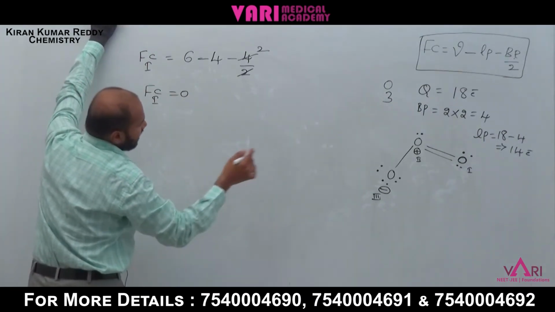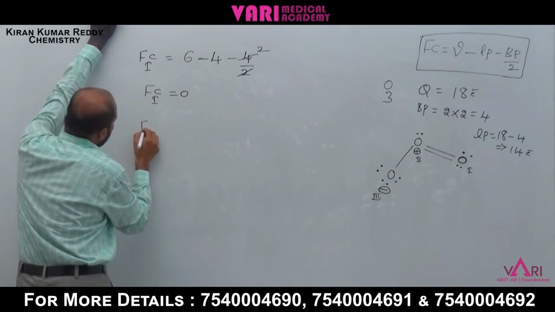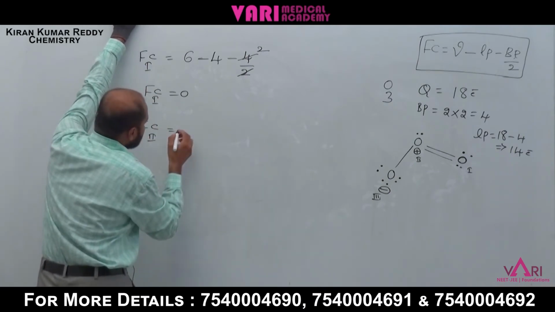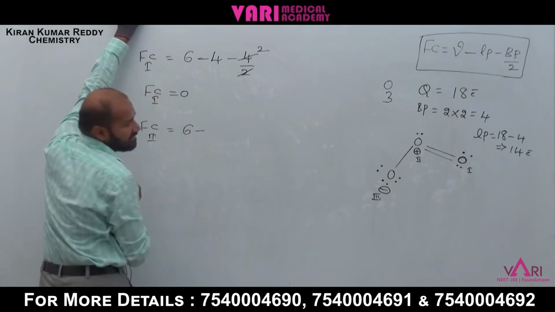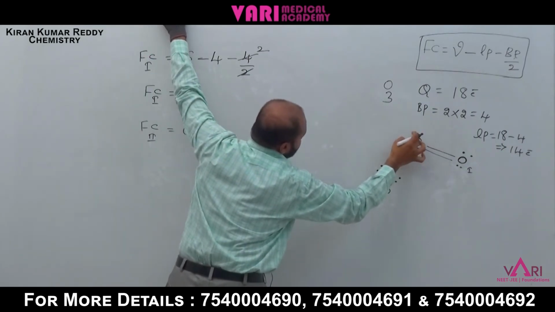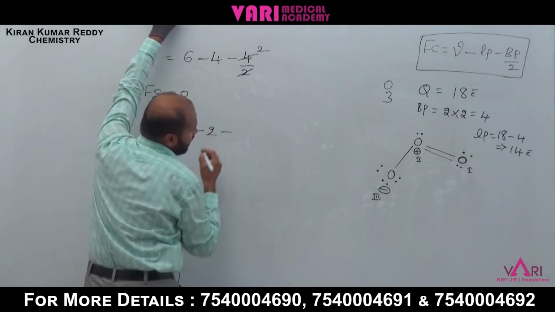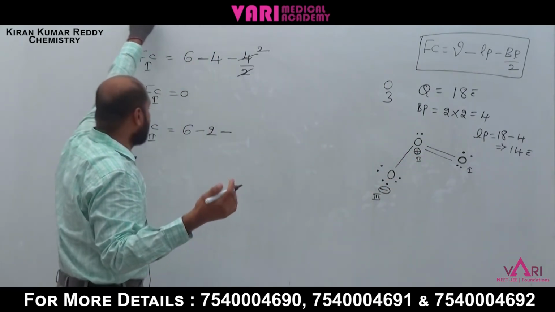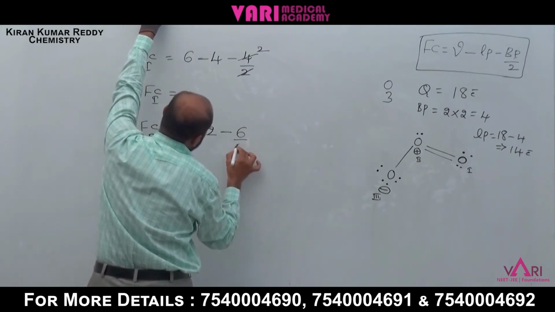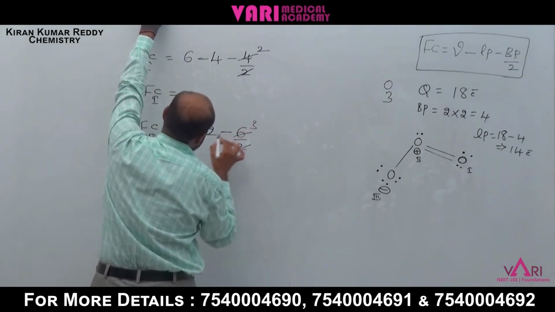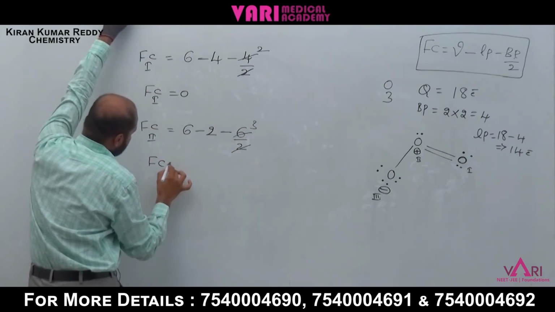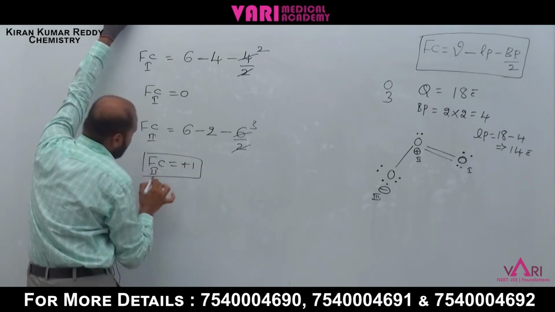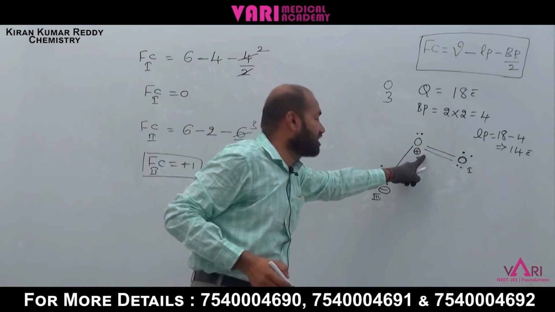Next, I am checking the formal charge of the central oxygen atom. Formal charge of 2 means 6 valence electrons are present, minus lone pairs: 1, 2, that is 2. Minus bond pairs: 1, 2, 3, that is 2 into the number of bonds, 2 into 3 is 6, and 6 by 2 is 3. So 6 minus 5 equals plus 1. The plus 1 charge is present on the second oxygen atom.